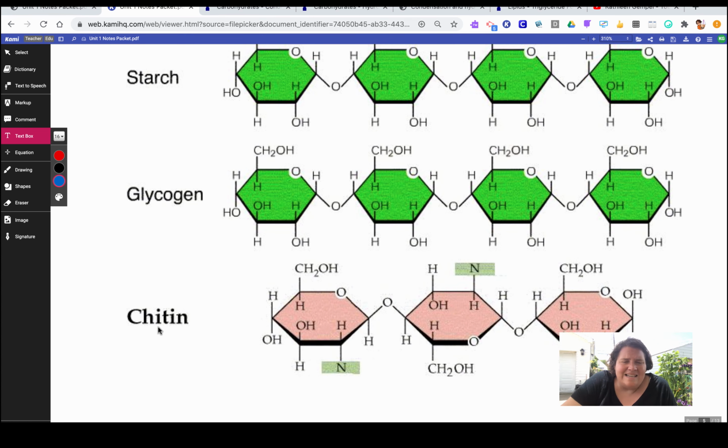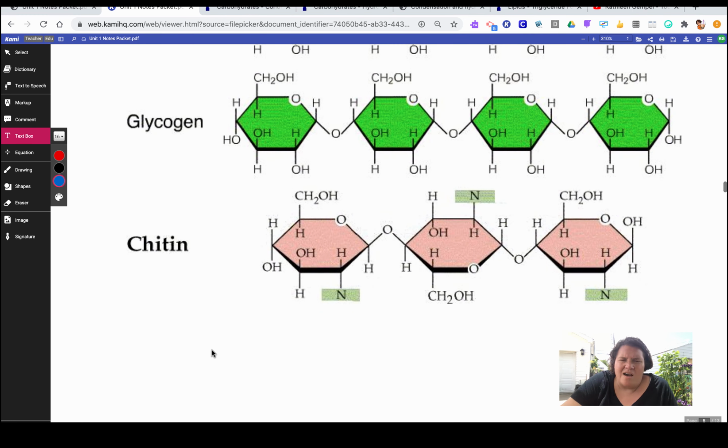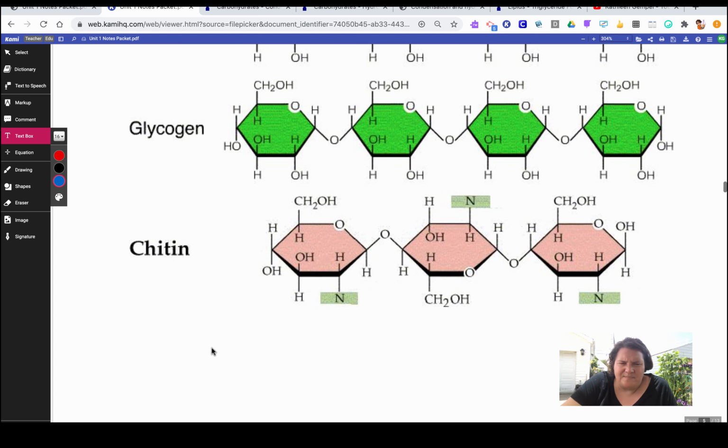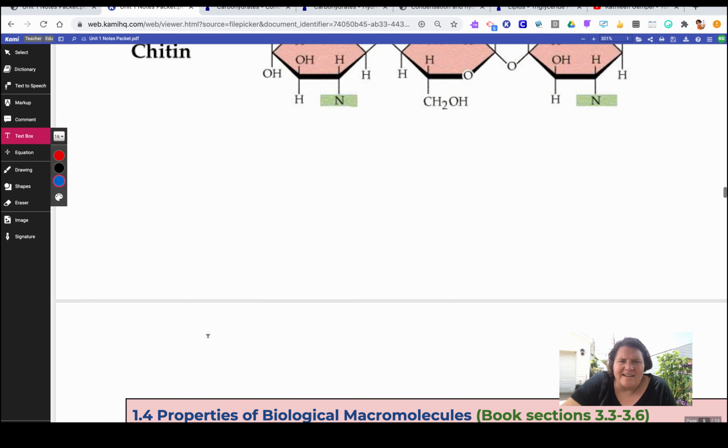And then chitin is a different polysaccharide that is very tough. It makes up the exoskeletons of insects and arthropods in general, things like lobsters and crabs. Chitin also makes up the cell walls of fungi. So it's a very tough polysaccharide. Okay, so that is all for that one.